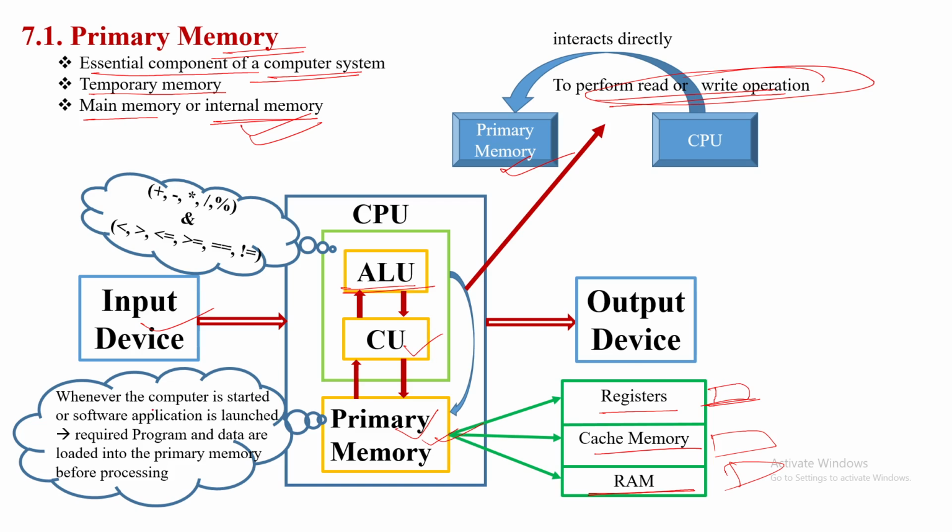Primary memory's work is this: whenever the computer is started or a software application is launched, the required program and data are loaded into the primary memory before processing. That means before going to the CPU, everything is loaded into the primary memory. Afterwards, the primary memory and CPU can interact directly with each other.